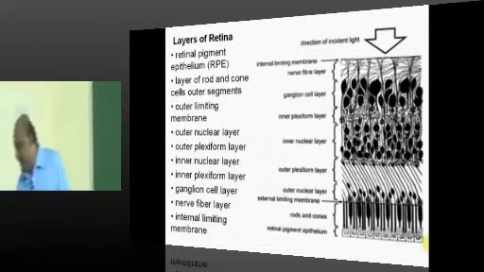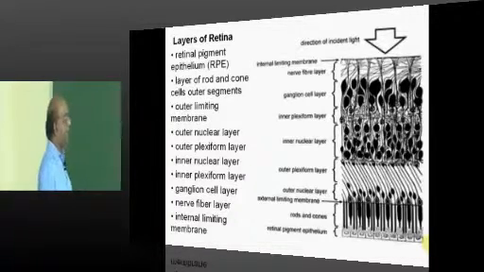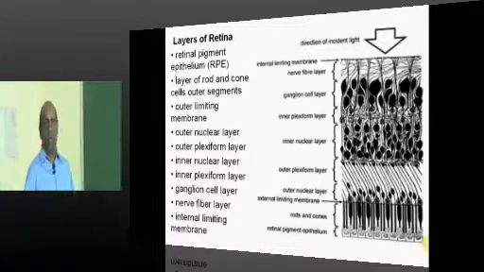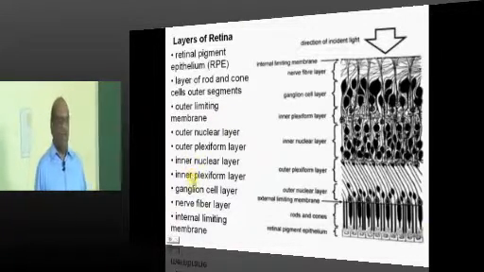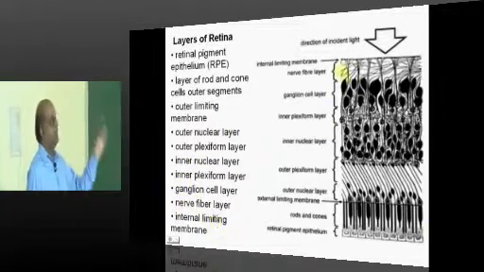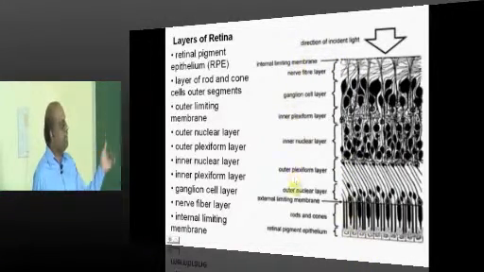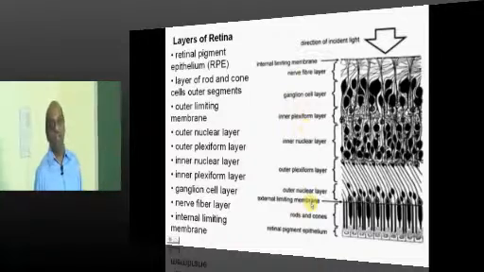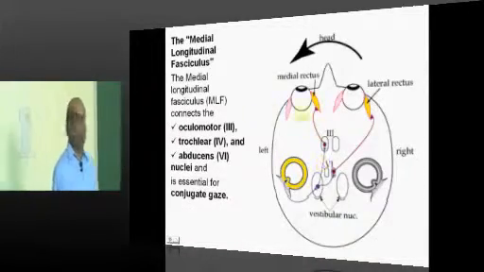What are the layers of retina basically? We have a retinal pigment epithelium, layer of rods and cones, an outer limiting membrane, a nuclear layer, plexiform layer, inner nuclear, inner plexiform, ganglion. So you must know the garden variety of the layers, which is outermost, what is innermost. If you remember, more than enough. Everything else in the middle you can leave it to God.